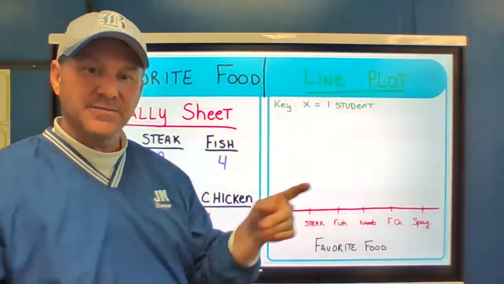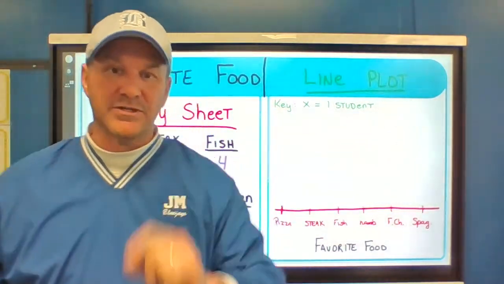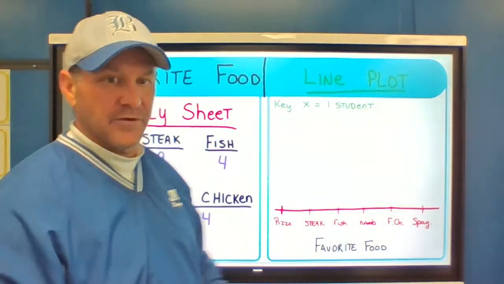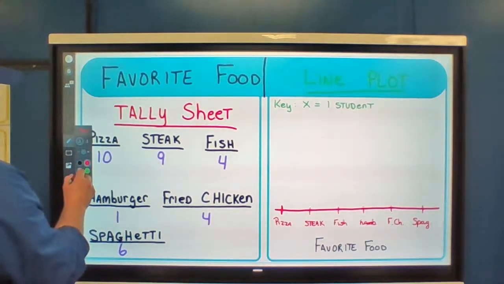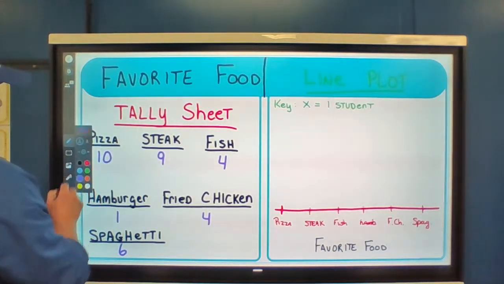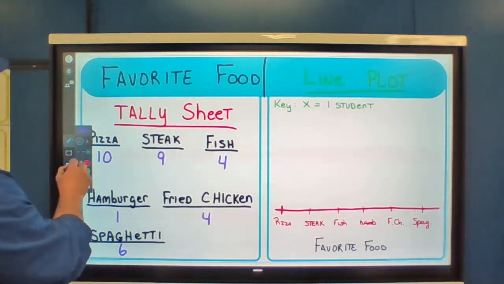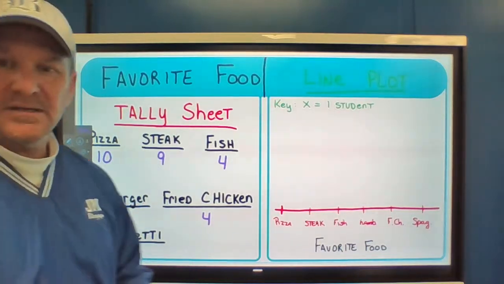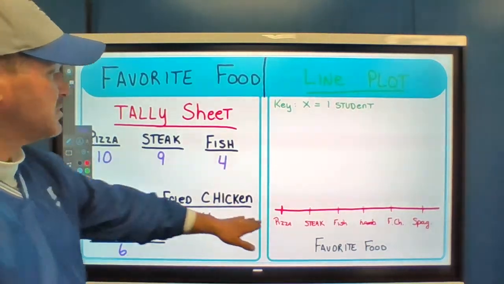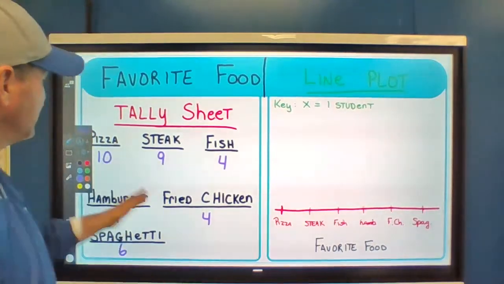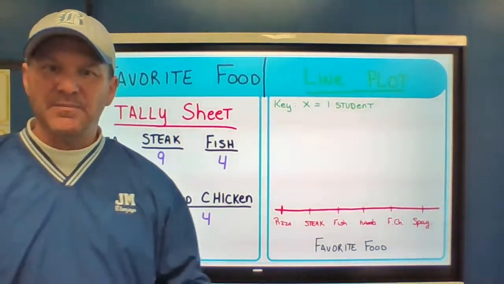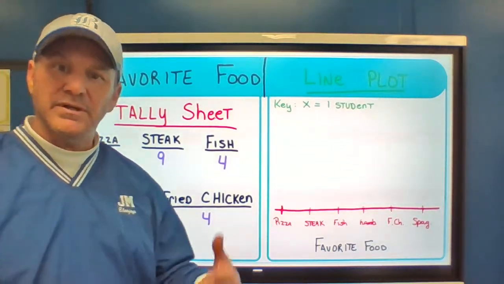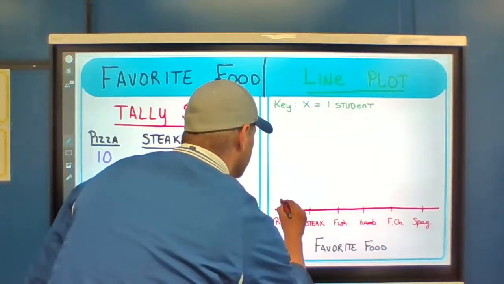I know my key, which means for every X I put, that's one student who chose that. And I know what we're talking about here, which is the favorite food of the students. So I go back and reference my tally sheet. How many students chose pizza? Look back on my tally. 10 people said that pizza was their favorite food. So down here, I'm going to represent that with X's.